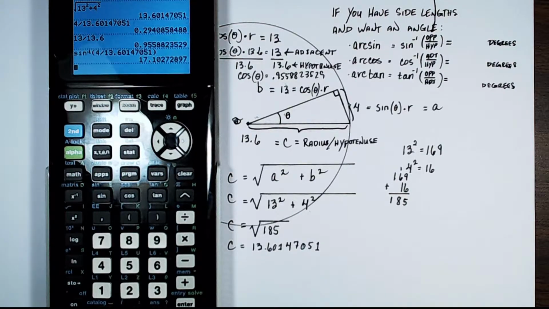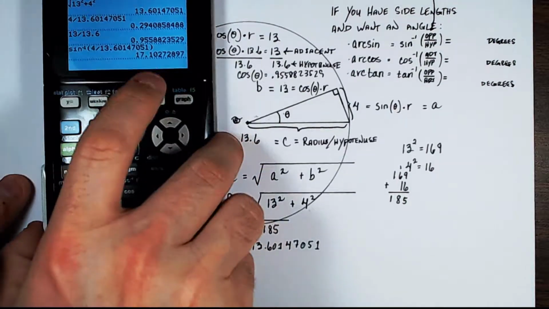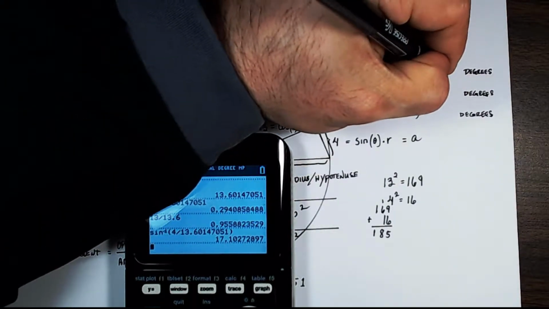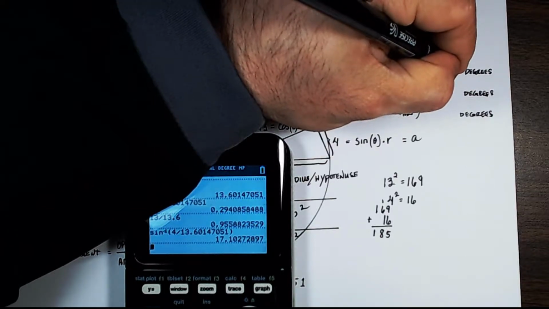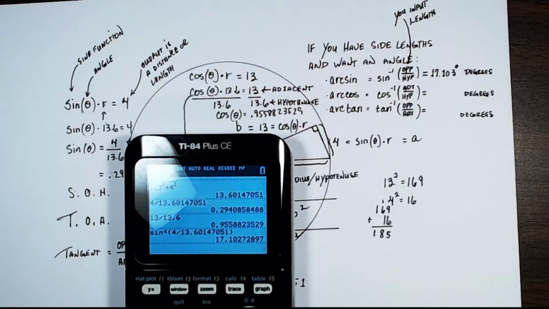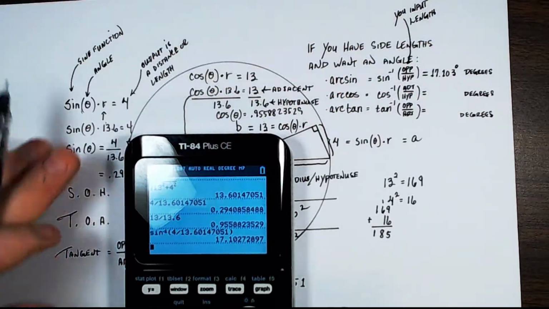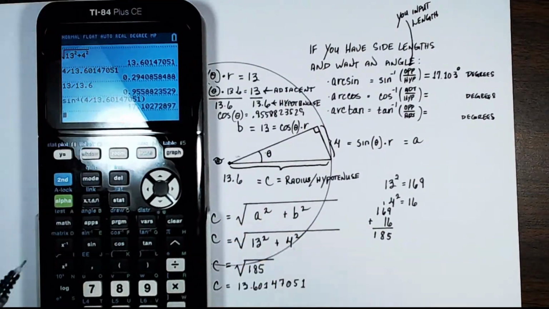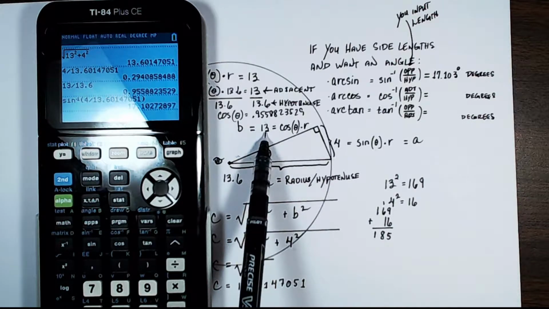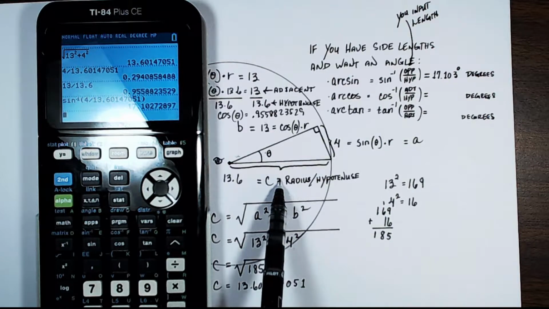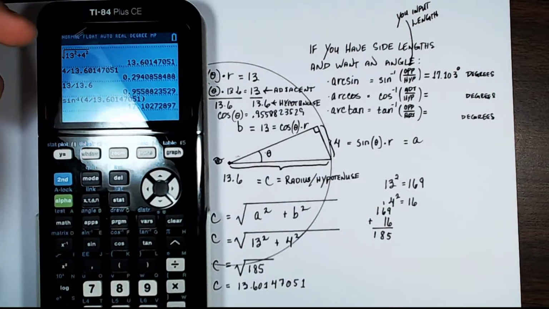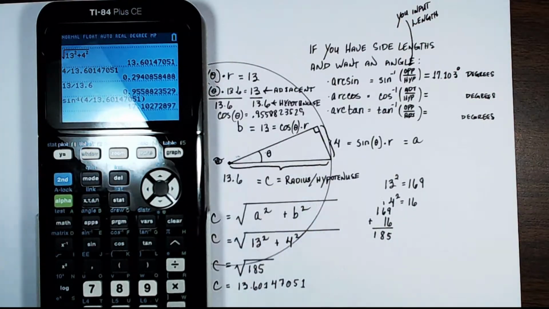You'll get 17.1027, whatever. So let's record that. We got 17.103, we'll round, degrees. Okay, so this is redundant, but 17.103 degrees. If I wanted to use different numbers, like if I wanted to use this 13 divided by 13.6, remember that gave us the cosine theta value for a unit circle of radius 1. That's what it gave us.